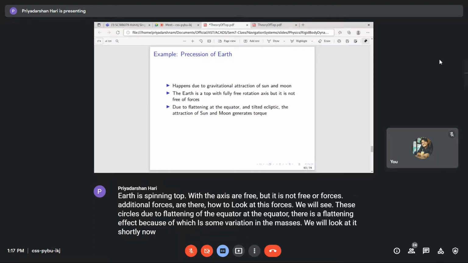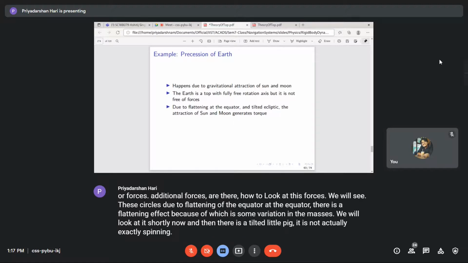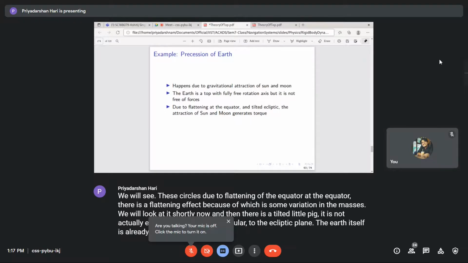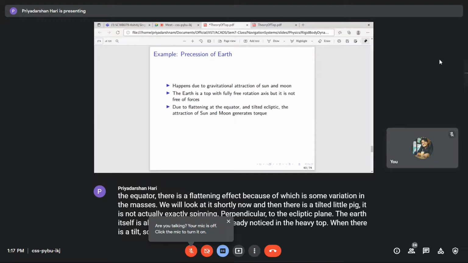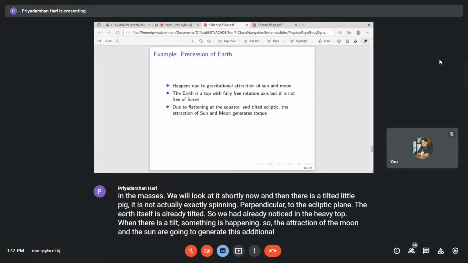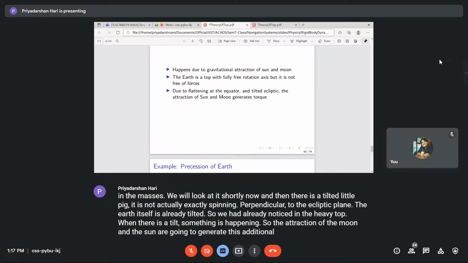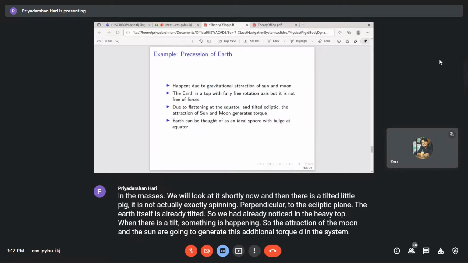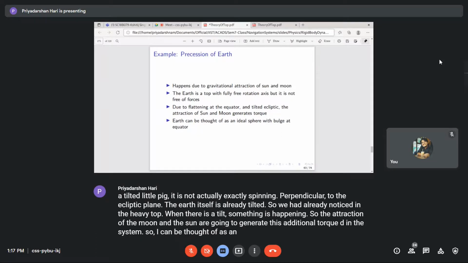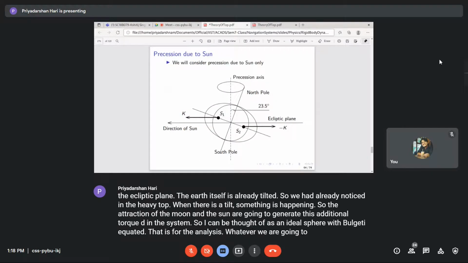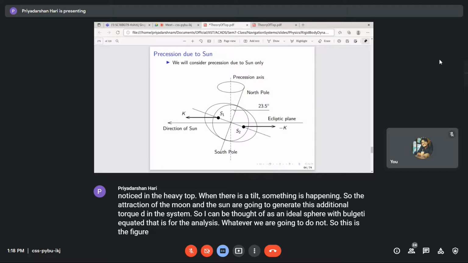And then there is a tilted ecliptic. It is not actually exactly spinning perpendicular to the ecliptic plane. The Earth itself is already tilted. So we had already noticed in the heavy top, when there is a tilt, something is happening. So the attraction of the moon and the sun are going to generate this additional torque in the system. So Earth can be thought of as an ideal sphere with bulge at the equator. That is for the analysis, whatever we are going to do now. So this is the figure you can imagine in your mind.